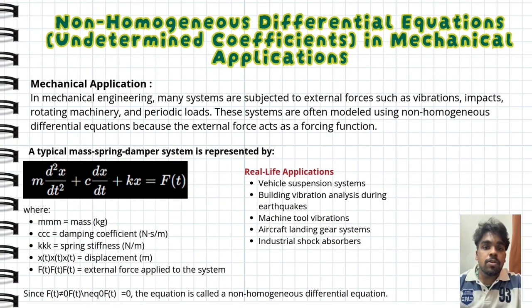Today I want to talk about non-homogeneous differential equations. This slide shows how non-homogeneous differential equations are used in mechanical engineering. When a system is subjected to external force such as vibration, impact, or periodic loads, the motion can be modeled by the mass spring damper equation. The term F(t) represents the external force, making the equation non-homogeneous. This model is commonly applied in vehicle suspension, earthquake resistant structures, machine vibration, and aircraft landing gear systems.